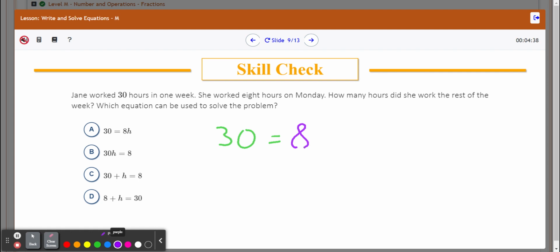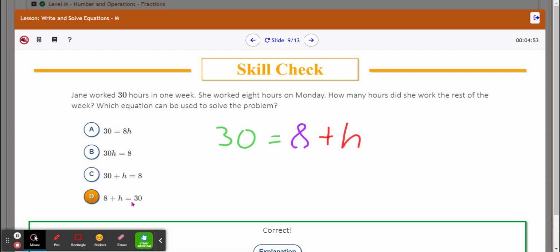Well, so the 8 hours is on Monday plus our variable, how many other hours, has to equal 30. So 8 plus the rest of the hours in the week equals 30. So our answer is 8 plus h equals 30.